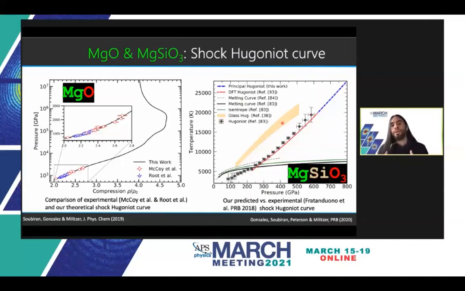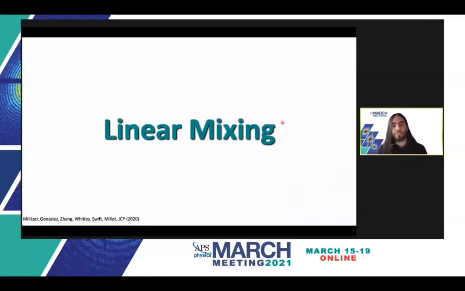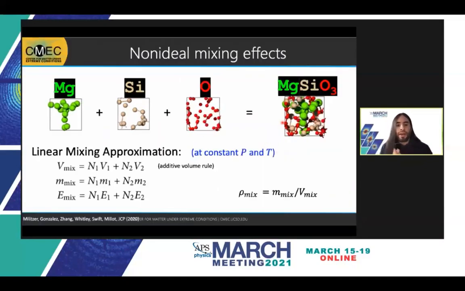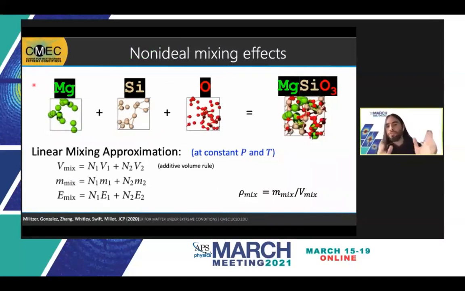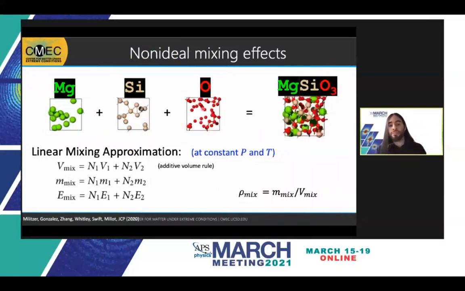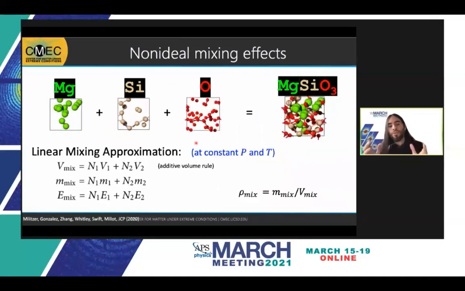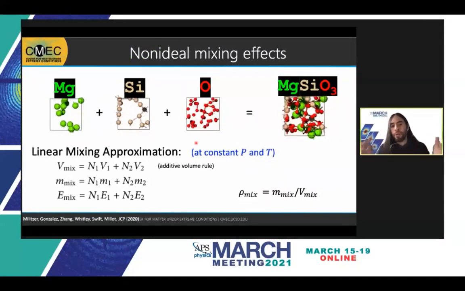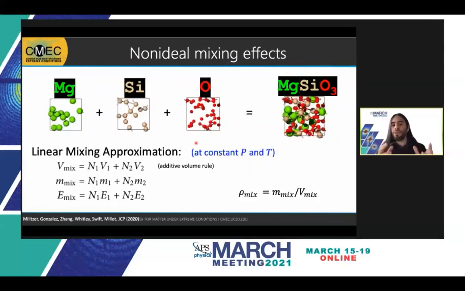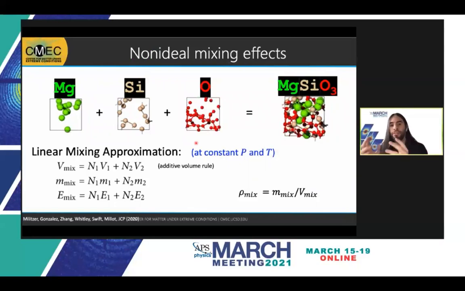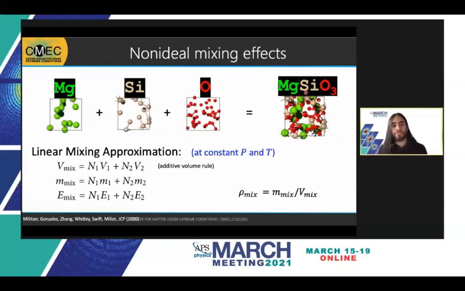So now that we have produced reliable equations of state that describe these materials, we proceed with the linear mixing approximation. And the idea behind this is the following. As I mentioned, we have generated equations of state of pure elements, pure magnesium, for example, pure silicon, pure oxygen. And we wonder, is it possible to combine these equations of state in a way that I can generate the equation of state of the mixture, the MgSiO3 mixture, for example?